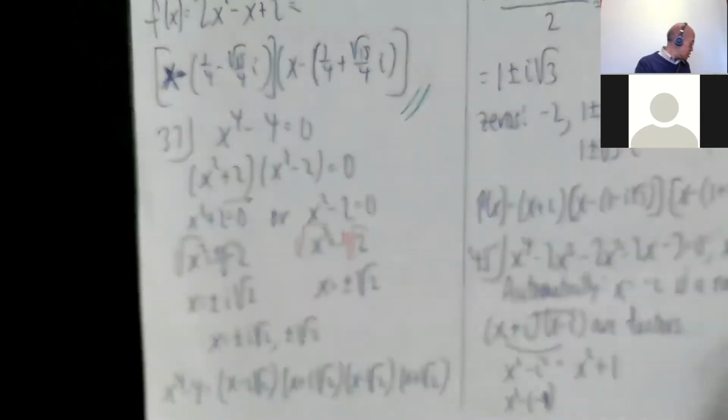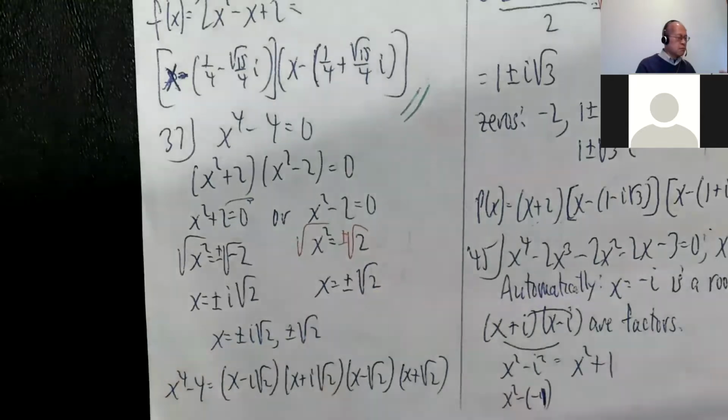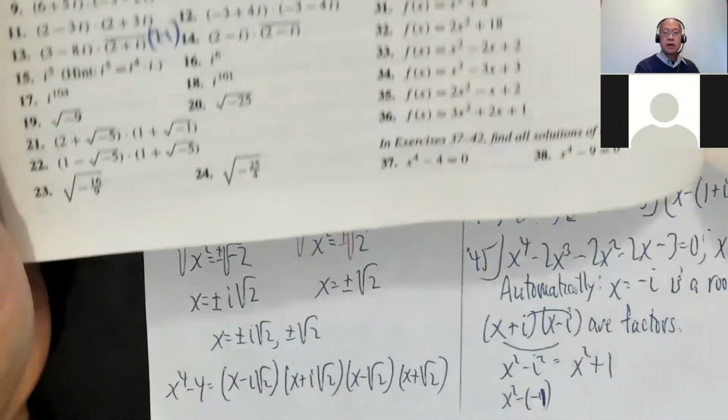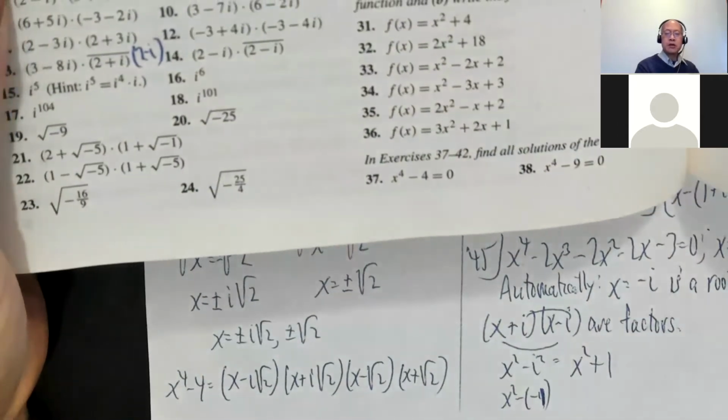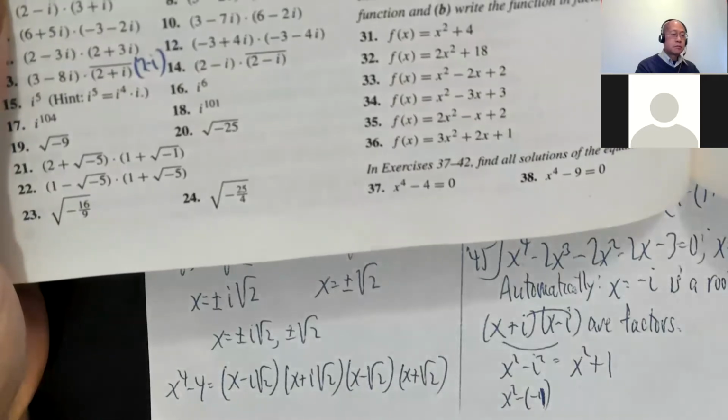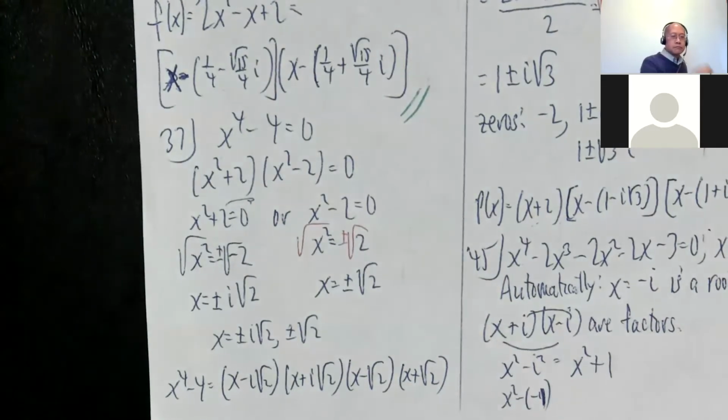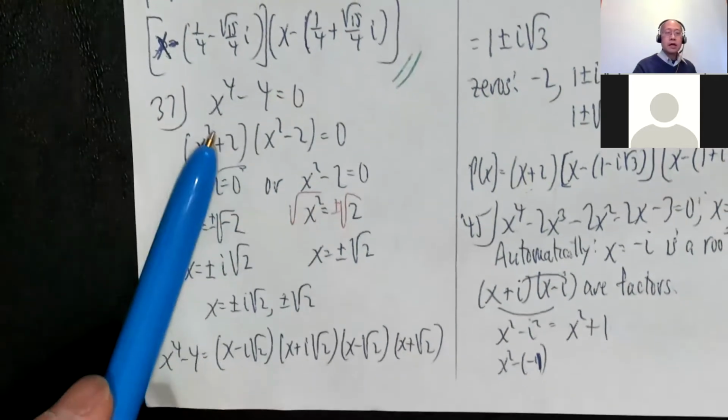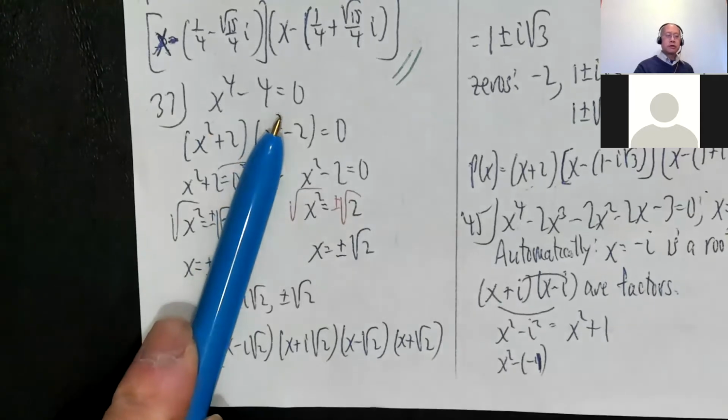Okay, 37. Find all solutions of the equation. All right. x to the 4th minus 4 equals 0.